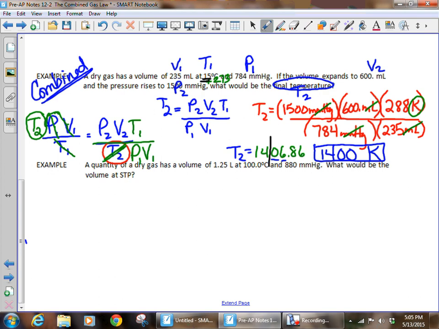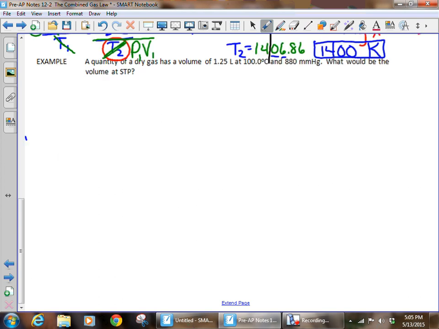So now moving on to the next problem. It says a quantity of a dry gas has a volume of 1.25 liters at 100 degrees Celsius and 880 millimeters of mercury. What would be the volume at STP? Guys, as soon as you see STP, remember that STP stands for standard temperature and pressure.